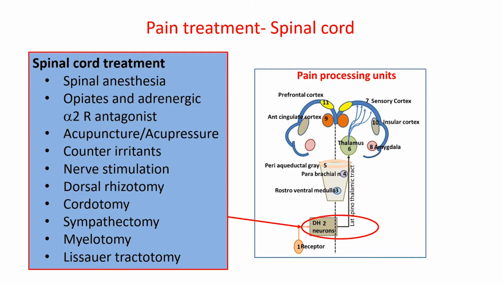Acupuncture and acupressure also relieve the pain. These are some of the strategies. The counter irritants, similar to acupuncture and acupressure, or nerve stimulation, same principle, that would relieve the pain. Dorsal rhizotomy, that means a dorsal root sectioning, so that would relieve the pain, especially in case of the intractable pain of the terminal illnesses, to help the patient and to provide him the better quality of life.